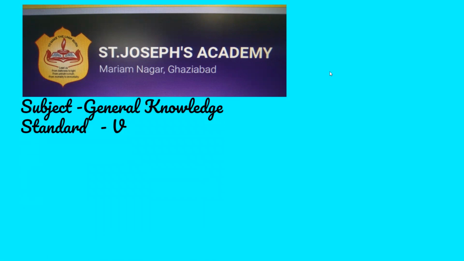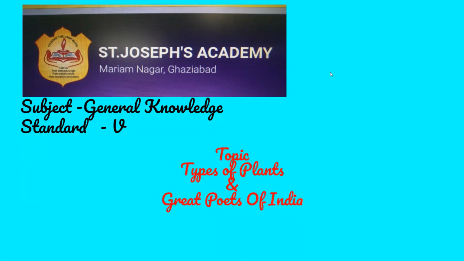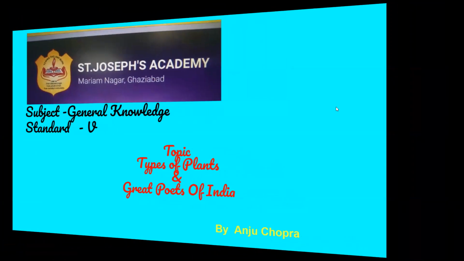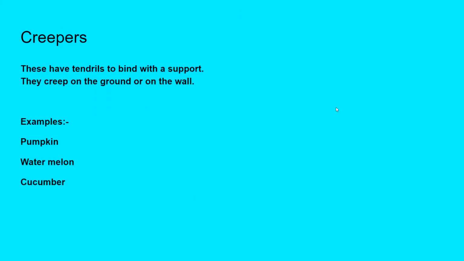Today's topic is general knowledge, and for class 5, we will study about types of plants and great poets of India. Two topics we will consider today. Let us start with the first topic, that is types of plants. First of all, we will study about creepers.